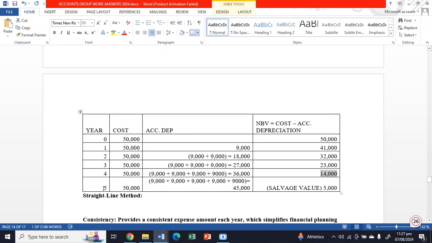At the end, we enter year five. At the end of year five, accumulated depreciation is 45,000. So you say 50,000 minus 45,000, you get 5,000, which is the salvage value of this equipment. Any questions?